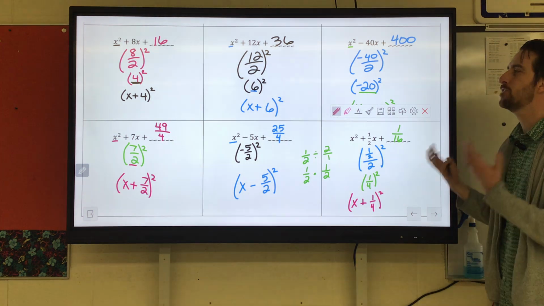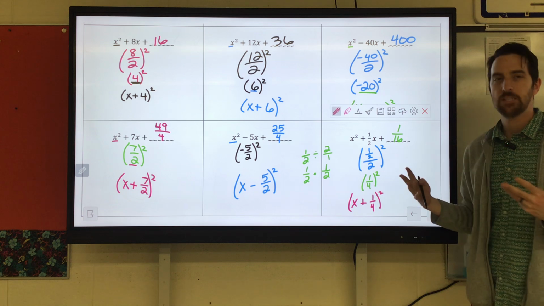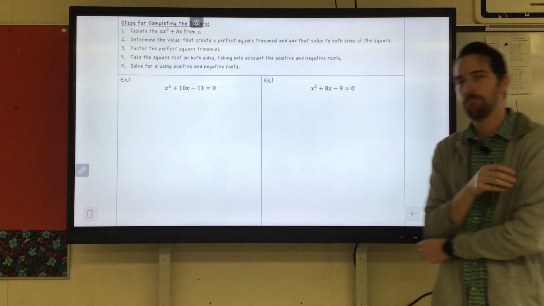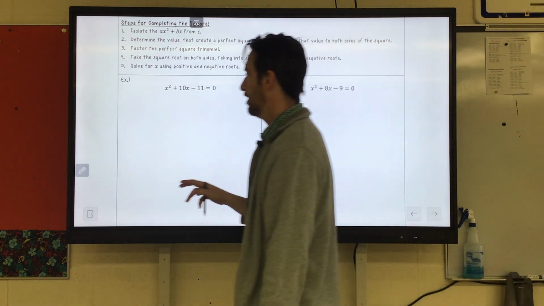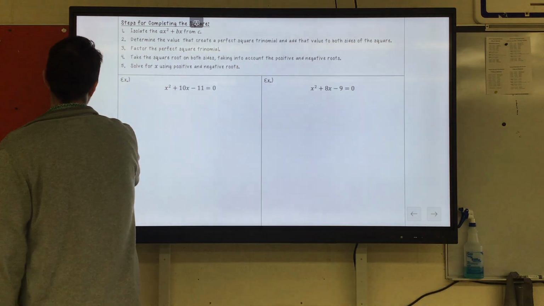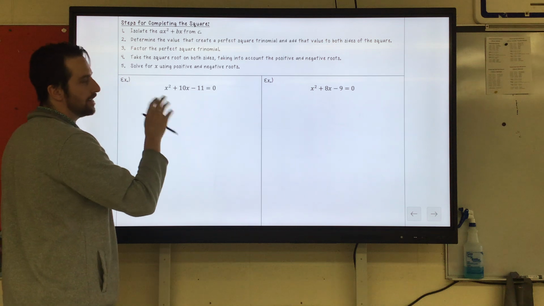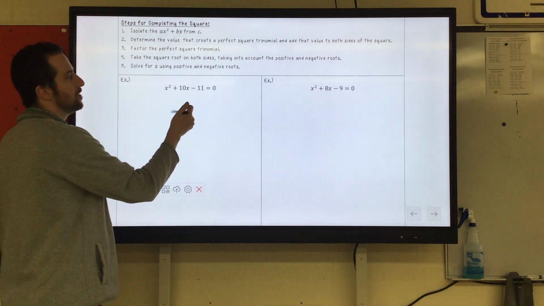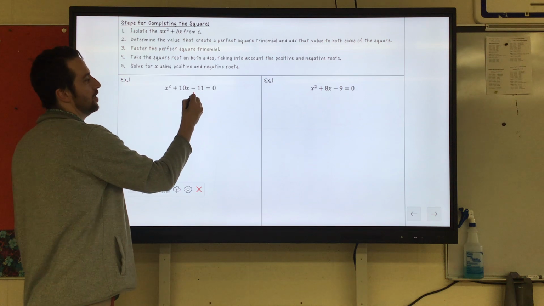So this is the first step of solving them by completing the square. And then it becomes like one of those problems that we had back in the day. So here's what I would recommend. You got to get it down to just x squared and the x on one side. You got to send everything else. So in this case, I'd have to get rid of this minus 11. Pretty easy.